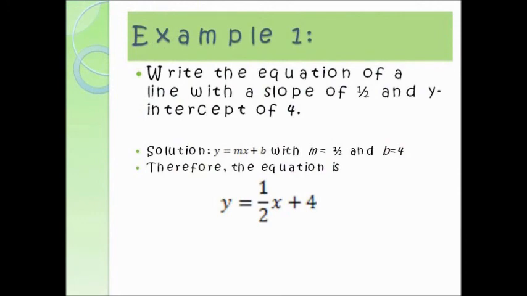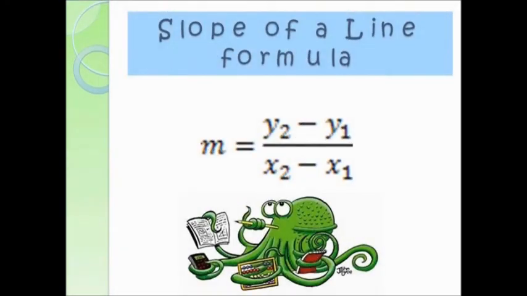Now let's do an example. Write the equation of a line with a slope of 1/2 and a y-intercept of 4. We will begin with the equation y equals mx plus b and substitute our 1/2 in for our slope and our y-intercept 4 in for b. Therefore, the equation is y equals 1/2 x plus 4.